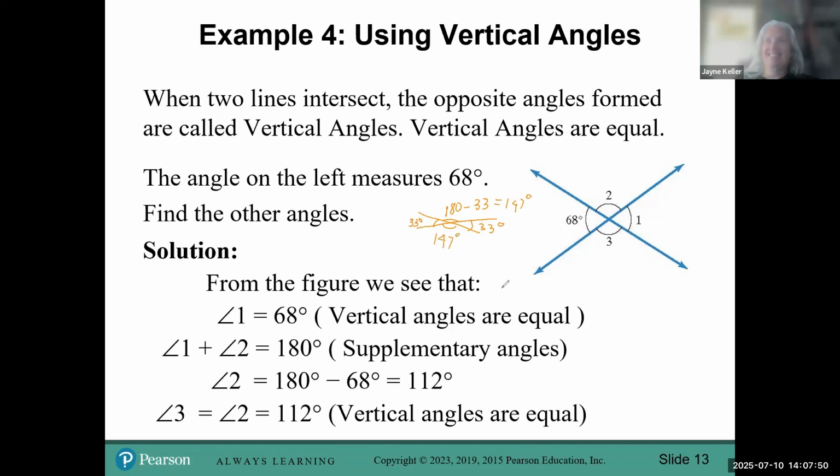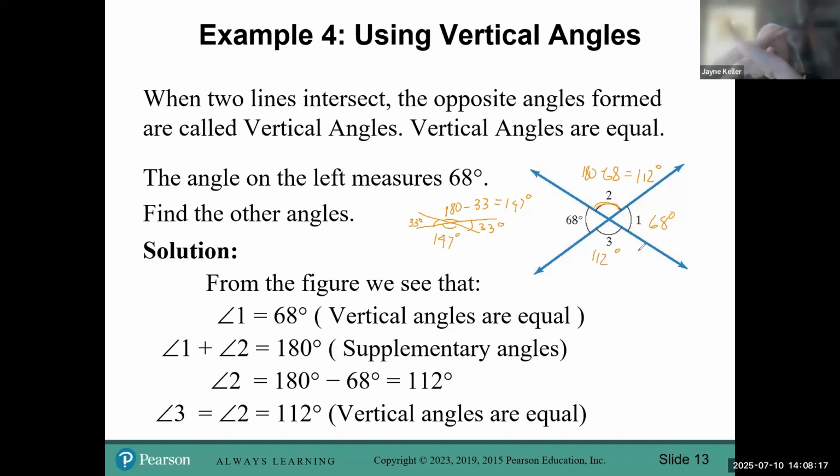Yes. Okay. So then back to this one, we said this guy's 68. What is this one going to be then? 180 minus 68. That's right. So 112. And this one is also 112.